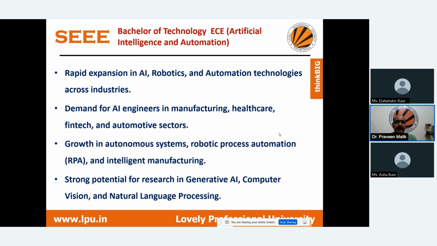Okay, the rapid expansion in AI, robotics, and automation technology is also growing across the industry, across the country, across the world. That is also one of the reasons. And growth in automation systems is also very good as far as robotic process automation is concerned, or as far as intelligent manufacturing is concerned.